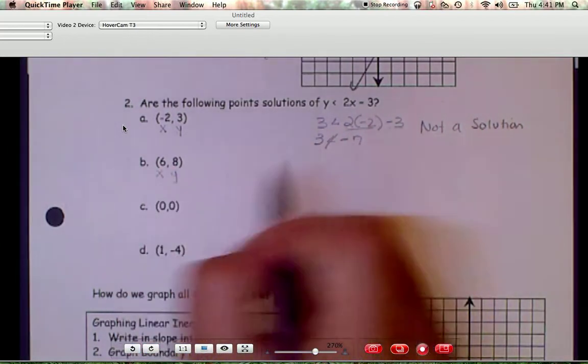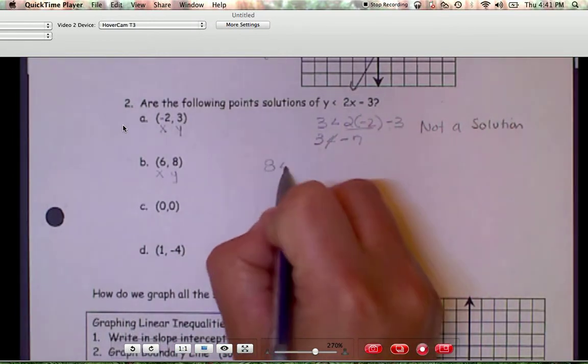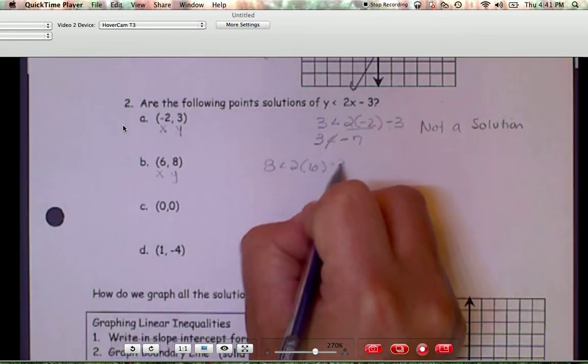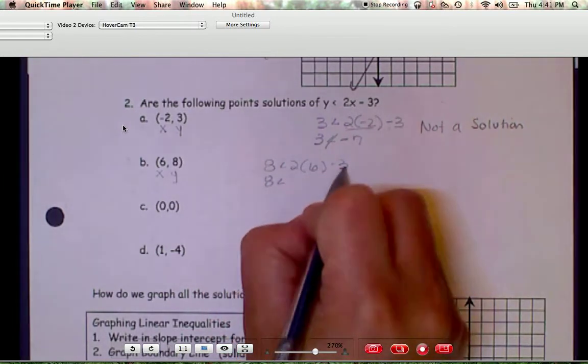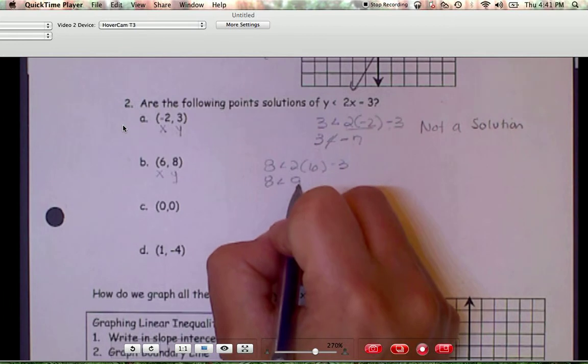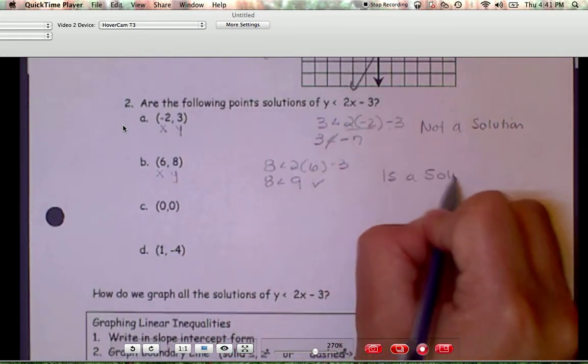So if 6 is our x and 8 is our y, we get 8 is less than 2 times 6 minus 3. So we get 8 is less than 2 times 6 is 12. 12 minus 3 is 9. Is 8 less than 9? Yes. So it is a solution.